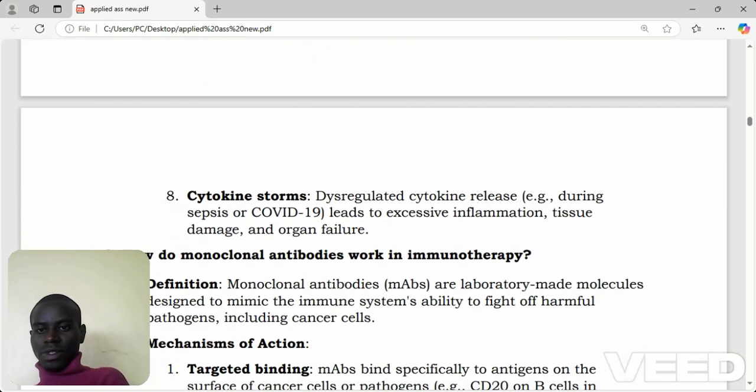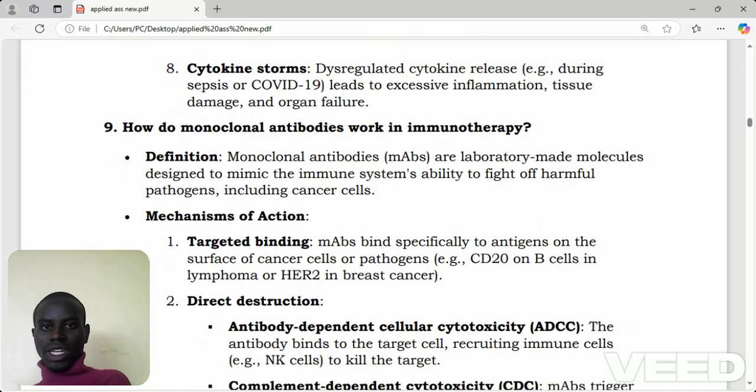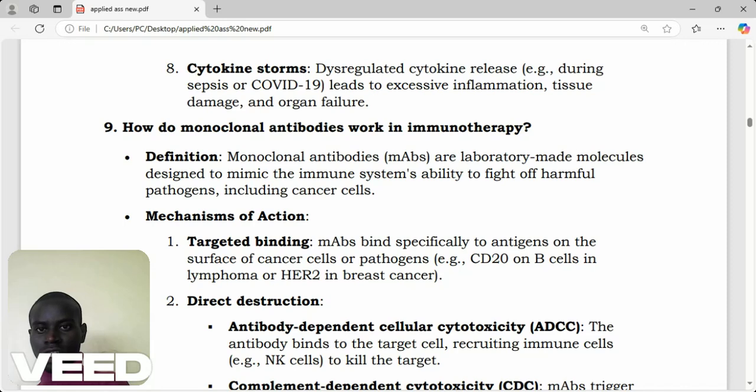Next, cytokine storms. Dysregulated cytokine release, for example, during sepsis or COVID-19, leads to excess inflammation, tissue damage, and organ failure.